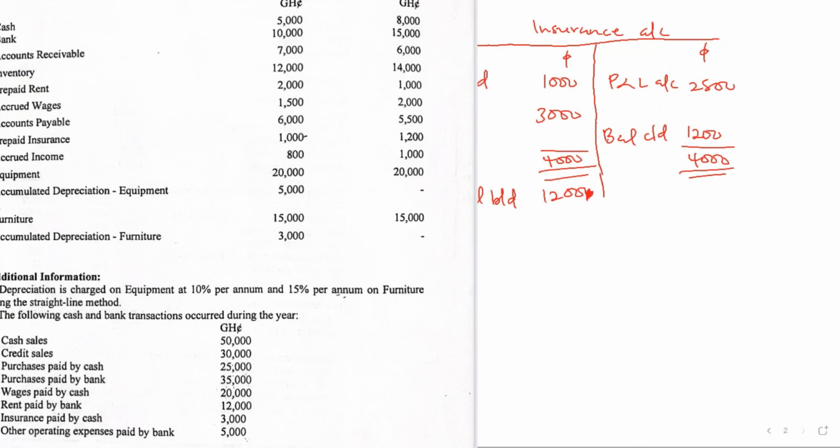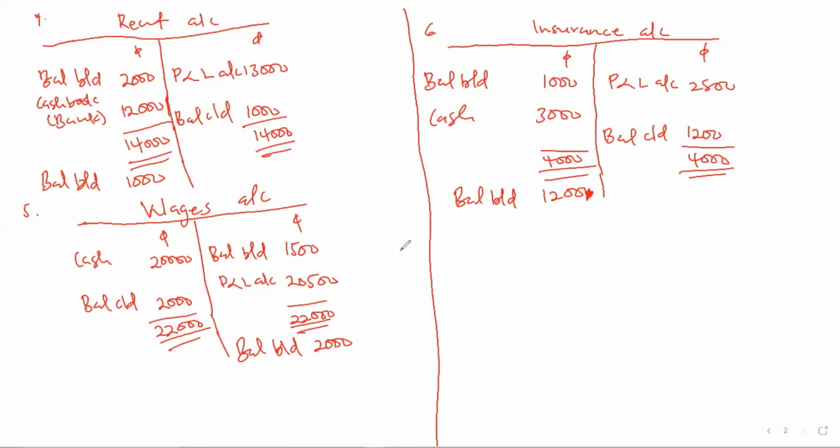So we have balance breakdown, which is 2,000. Then we have balance breakdown, which is 1,000. Okay. So when we look at the question, I think that is all for the expenses account.